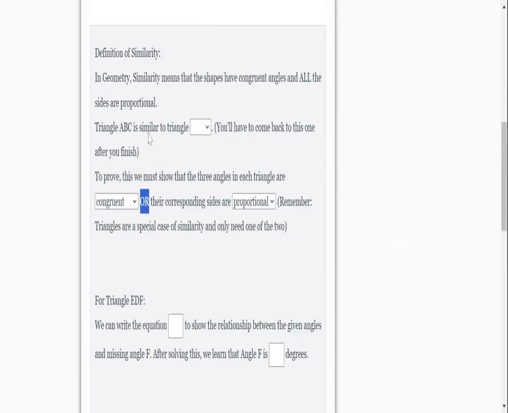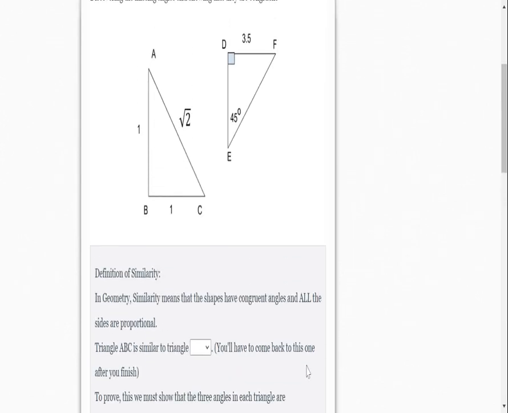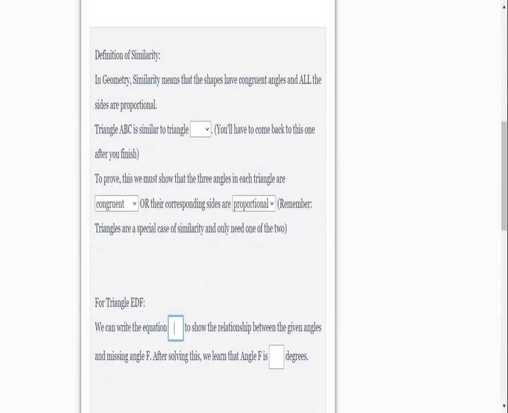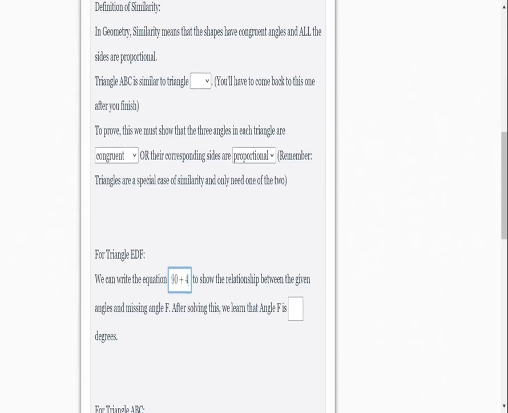For triangle EDF over here, we can write the equation to show the relationship between the given angles. So angles, what do I know about angles in a triangle? Hopefully you said that they add up to 180. So you have a 90, a 45, and then F: 90 plus 45 plus whatever F is. What do they have to equal? 180. Okay, to show this relationship between the given angles and the missing angle F. Notice we called the missing angle F and we use that in our equation. So we're stating what it is and we used it in the equation.